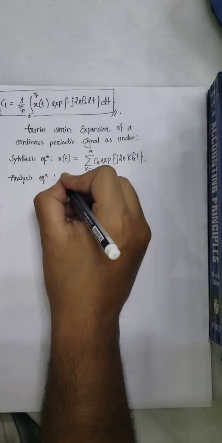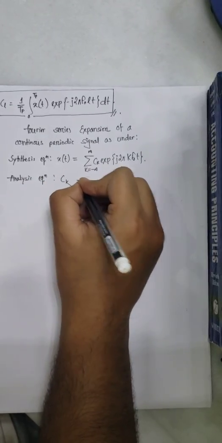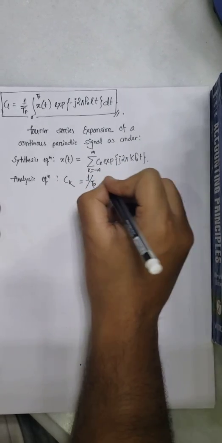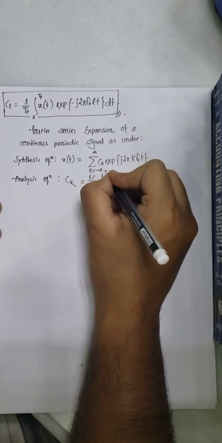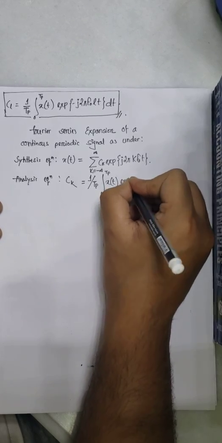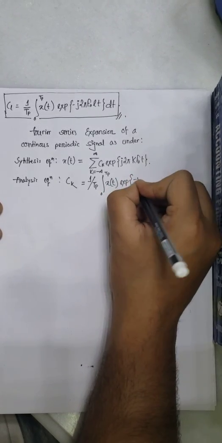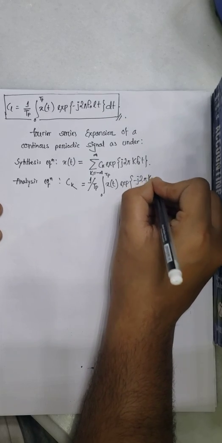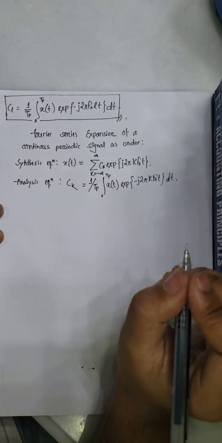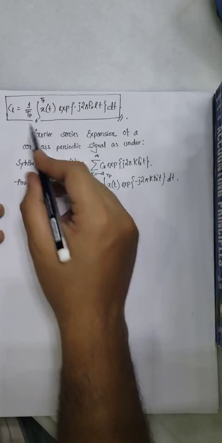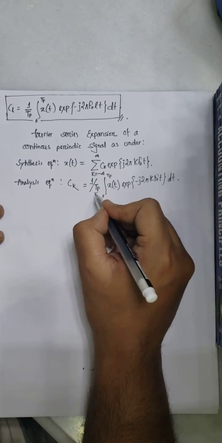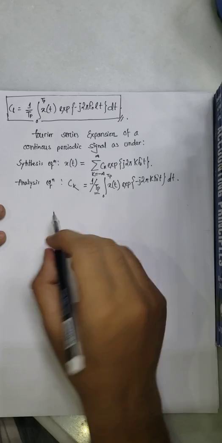which is nothing but the Fourier coefficient that we have calculated, c of k equals 1 over Tp, taking an integral from 0 to Tp, x of t e to the power j 2 pi k f naught t dt. Now here L and k are interchangeable, as we have seen that the value of this Tp is only achievable when L and k are equal.